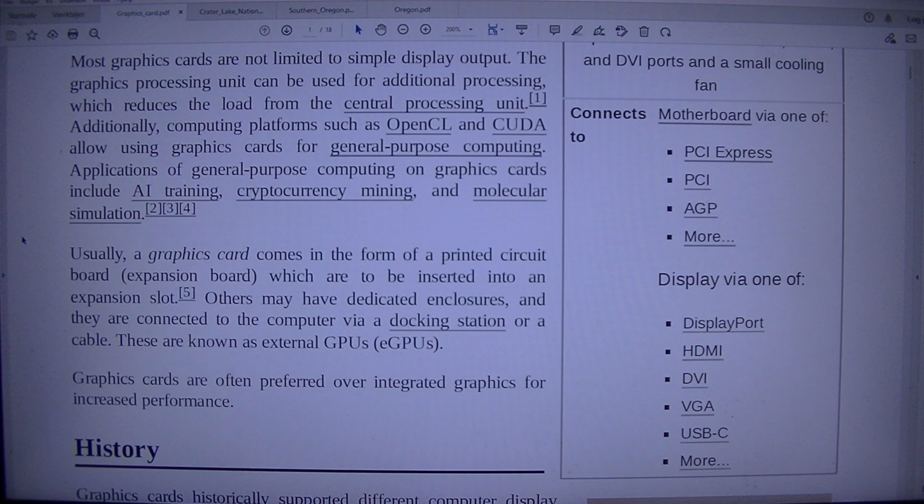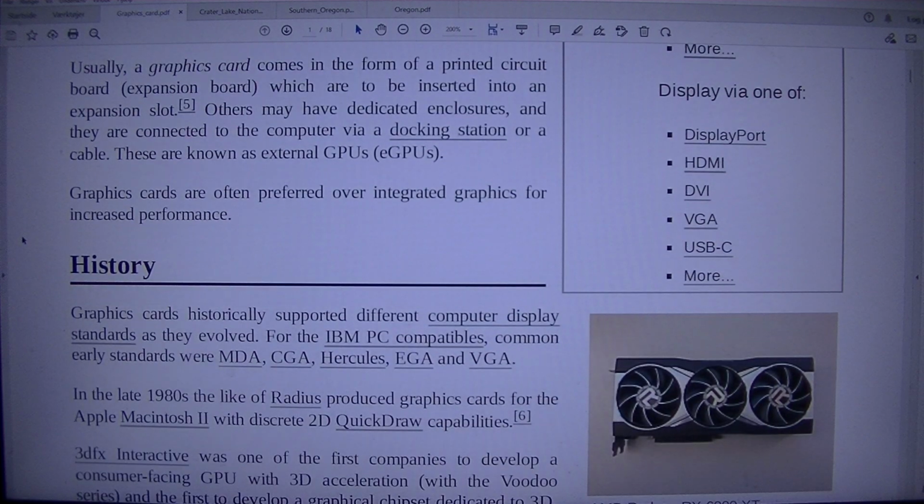Usually, a graphics card comes in the form of a printed circuit board, an expansion board, which is to be inserted into an expansion slot. Others may have dedicated enclosures, and they are connected to the computer via a docking station or cable. These are known as external GPUs, eGPUs. Graphics cards are often preferred over integrated graphics for increased performance.